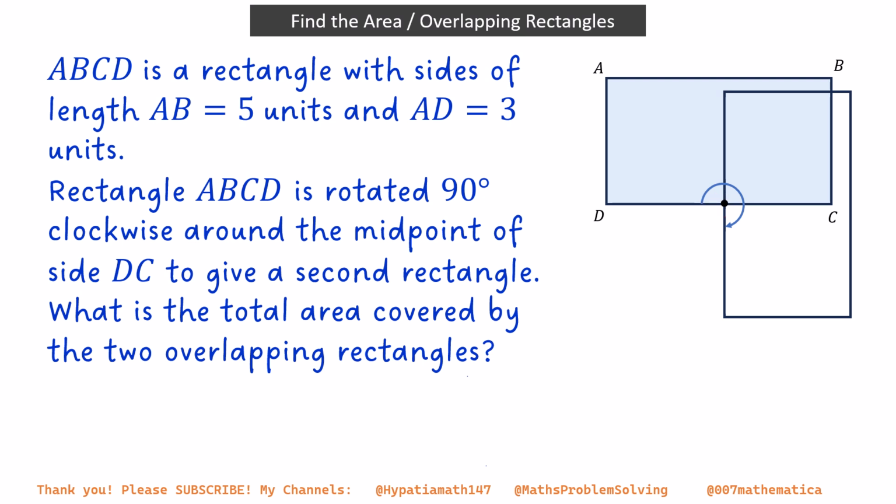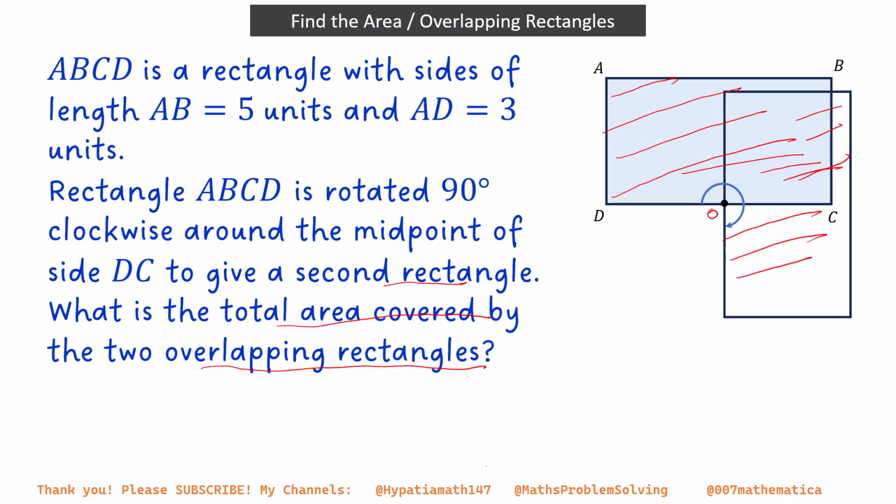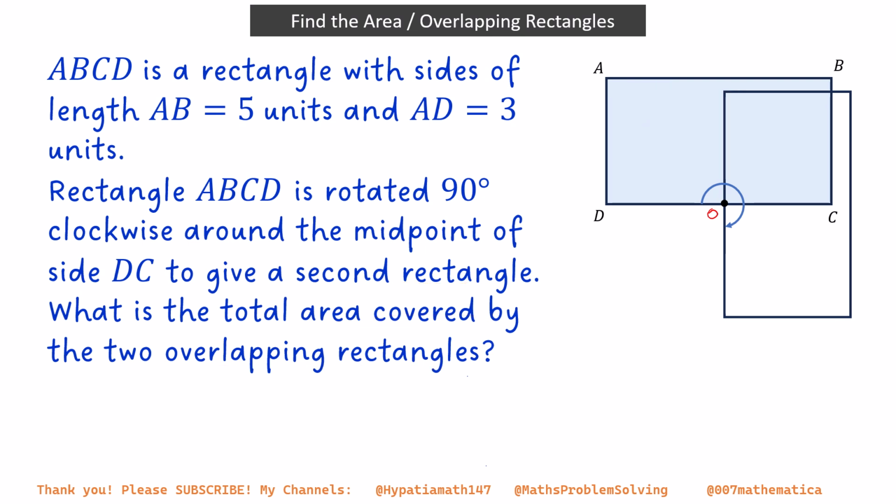So we can say that if O was the point around which it was rotated, to give a second rectangle, what is the total area covered by the two overlapping rectangles? So you have to find this entire area, right? So, you see what now.